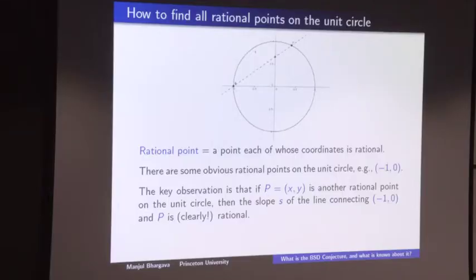Well, the key observation is that if you have some other rational point on the unit circle, say x comma y, with rational coordinates, then the slope s of the line connecting minus 1 comma 0 and x comma y is clearly rational, because the rise and the run are both rational.